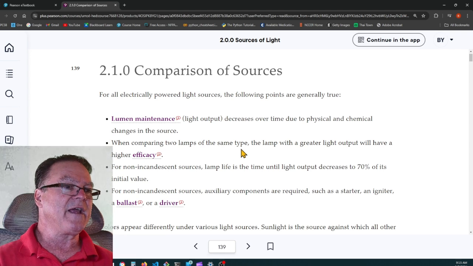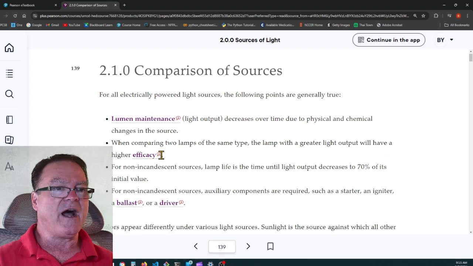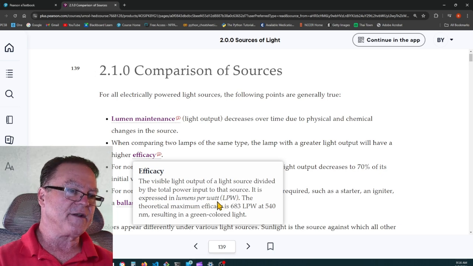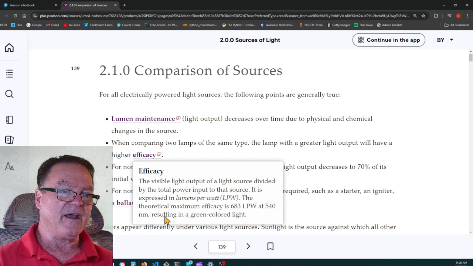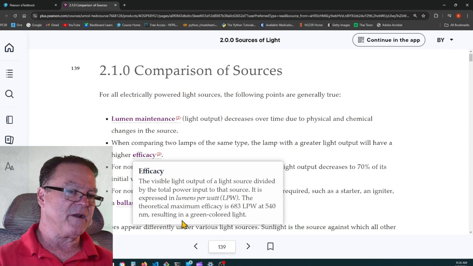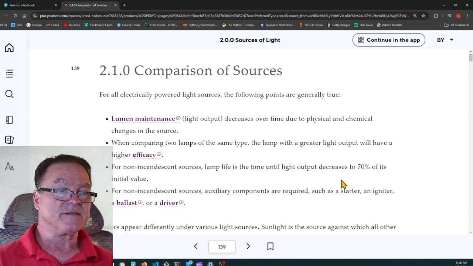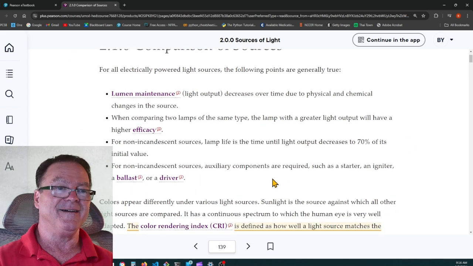When comparing two lamps of the same type, the lamp with greater light output will have a higher efficacy. Efficacy is the visible light output of a light source divided by the total power input to that source. It's expressed in lumens per watt. The theoretical maximum of efficacy is 683 lumens per watt at 540 nanometers, resulting in a green colored light. That's stuff you don't have to know.